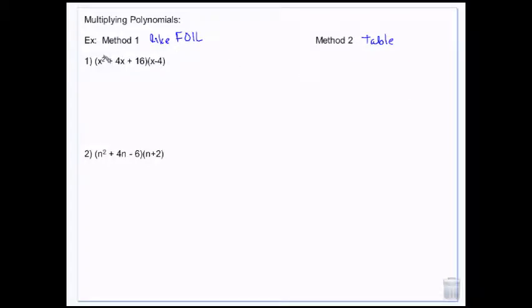With the kind of like FOIL method, I'm going to multiply every term in the first by every term in the second. So you get that kind of a thing going on. And that's why some people don't like it, because it's kind of visually confusing.